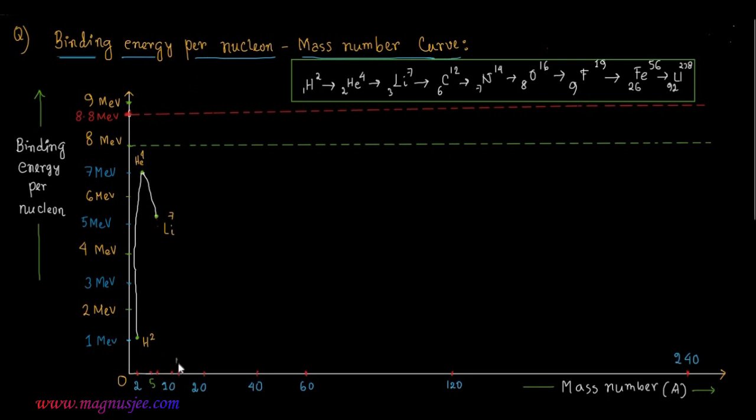To denote the position of the carbon nucleus, C12, we have to draw an imaginary vertical line having mass number 12. This is the imaginary line parallel to the binding energy per nucleon axis. And this vertical imaginary line indicates the position of the carbon nucleus. That means this point is indicating the position of the carbon nucleus, C12.